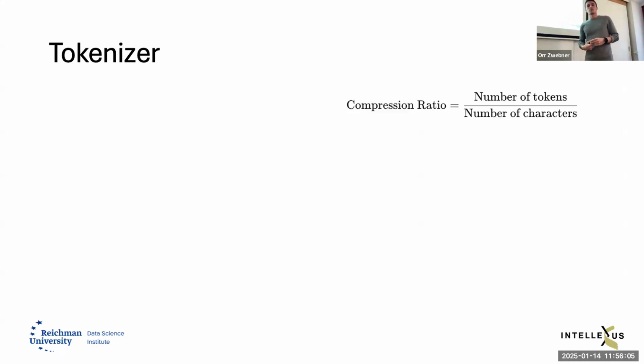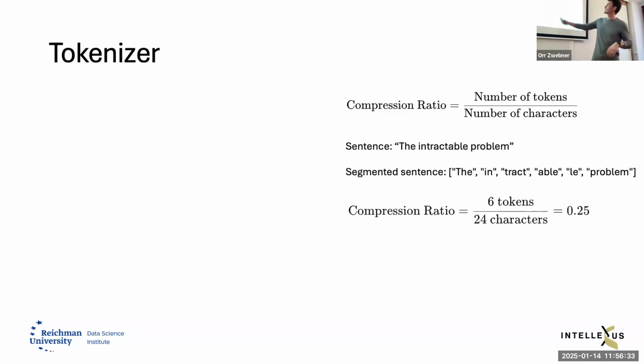Compression ratio is a measurement for the influence of the tokenizer. It's not necessarily correlated with the accuracy, but it's a simple measurement that we can run before even training anything of the model. I just take the text, take how it's segmented, and compute the compression ratio. It gives an insight of how much the tokenizer is familiar with or knows a given language or a given text. A lower ratio means a better result. For example, if I have the sentence "intractable problem", and let's say my tokenizer segments it into the following list.